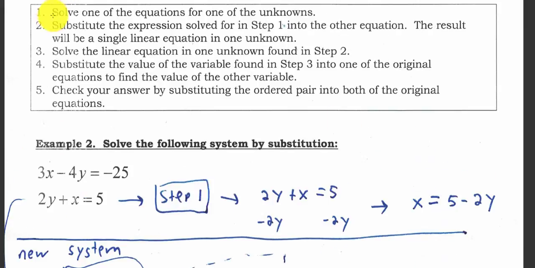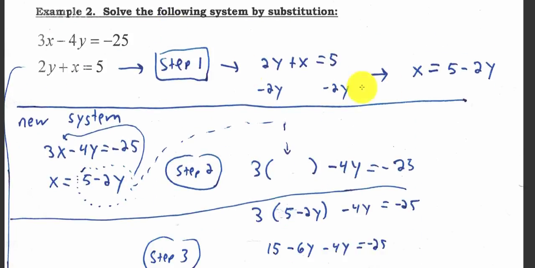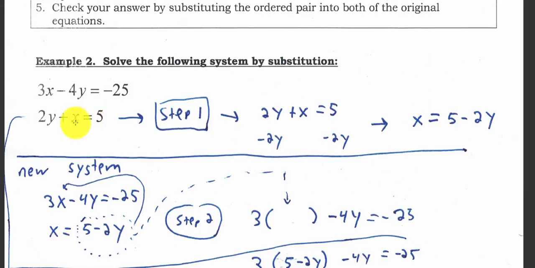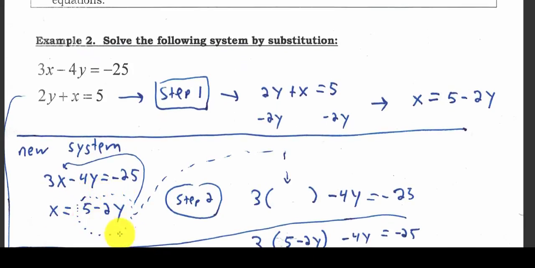Okay. Step 2 says substitute the expression solved for in step 1 into the other equation. Now that I know that x is equal to this 5 minus 2y, right? X equals 5 minus 2y. I can circle the 5 minus 2y, right? Because x is equal to everything I just circled. So I could take everything I've just circled and place that into x.